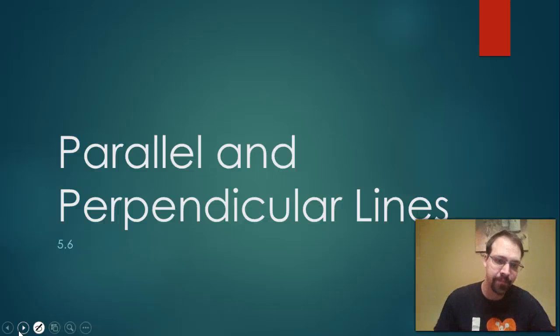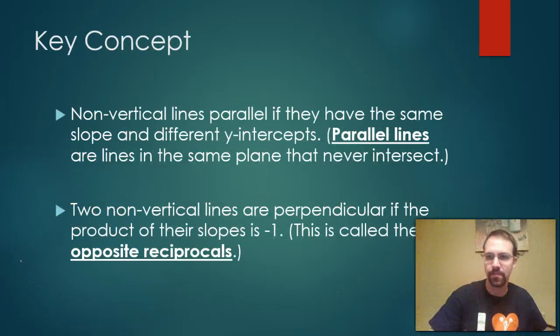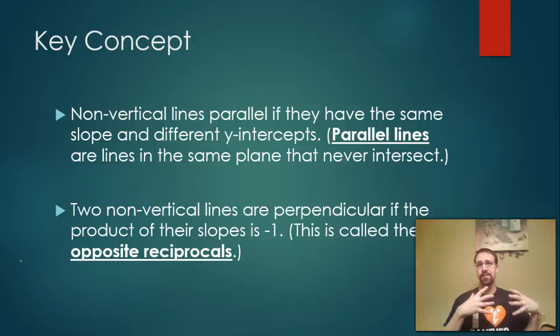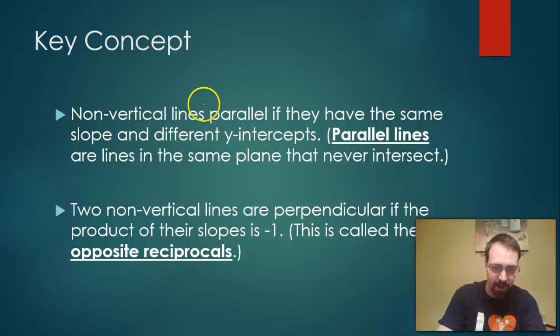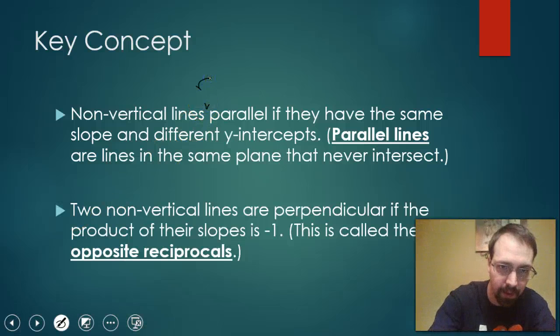So there's that. 5.6, parallel and perpendicular lines. The key concept, this just sums up what we're doing today. The top one is about parallel lines, the bottom one's about perpendicular lines. Non-vertical lines are parallel if they have the same slope and different y-intercepts. Parallel lines are lines in the same plane that never intersect.